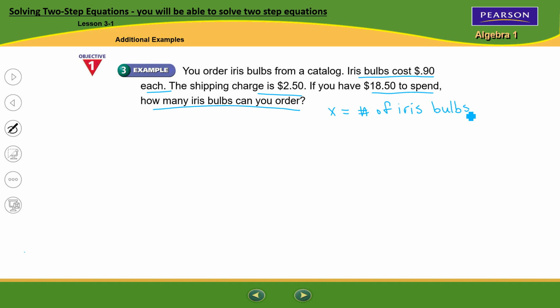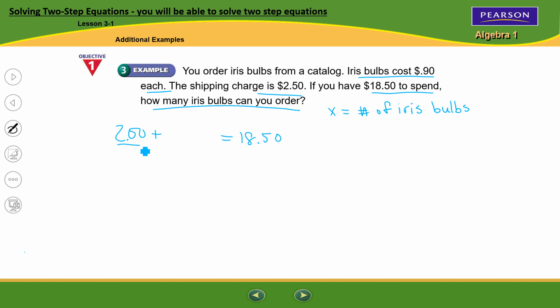All right, so we have to build an equation. Iris bulbs cost 90 cents. So the number of bulbs, we don't know. That's our variable. X equals the number of iris bulbs. We have to start building an equation. Well, I think I've got a total, which is $18.50. So that should be on one side of the equal sign as far as I can tell. We know we have a shipping charge, which is a flat fee. So that's going to be on the other side. This is going to make up part of our $18.50, the $2.50.